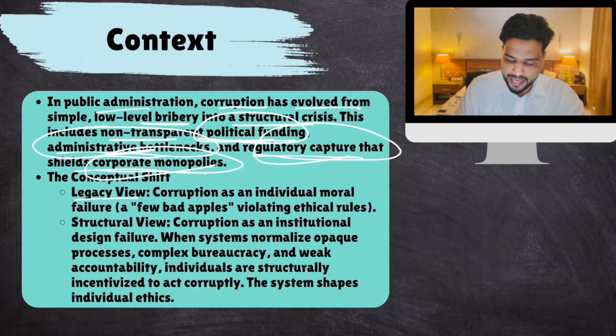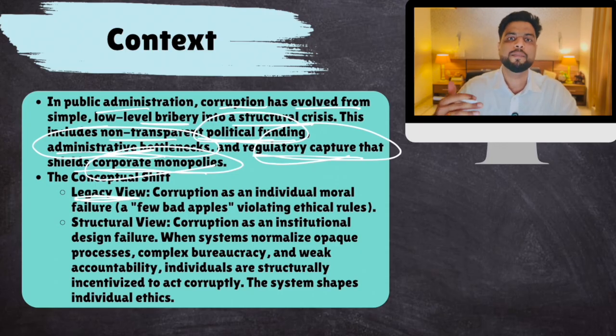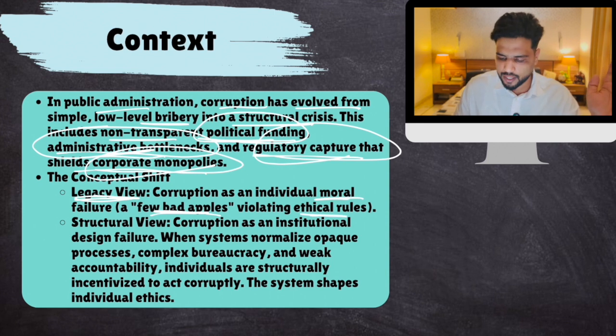Now, the legacy view of corruption, I mean, how people viewed corruption. They considered corruption to be a problem of few bad apples. There are few bad apples in every society, so corruption is just a consequence of that, right? It was considered a moral issue, ethical issue.